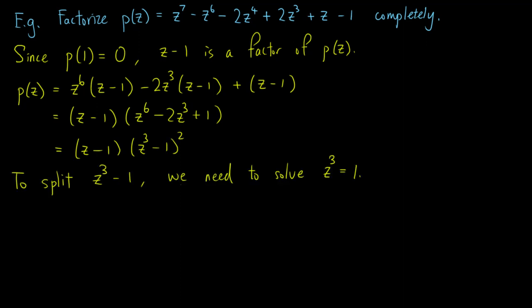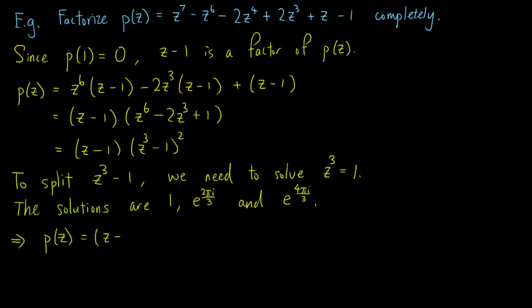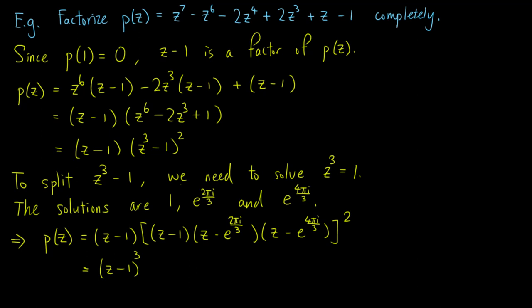To split z^3 minus 1, we need to solve z^3 equals 1. The solutions are 1, e^{2πi/3} and e^{4πi/3}. So p(z) equals (z minus 1) times [(z minus 1)(z minus e^{2πi/3})(z minus e^{4πi/3})]^2, which equals (z minus 1)^3 times (z minus e^{2πi/3})^2 times (z minus e^{4πi/3})^2.